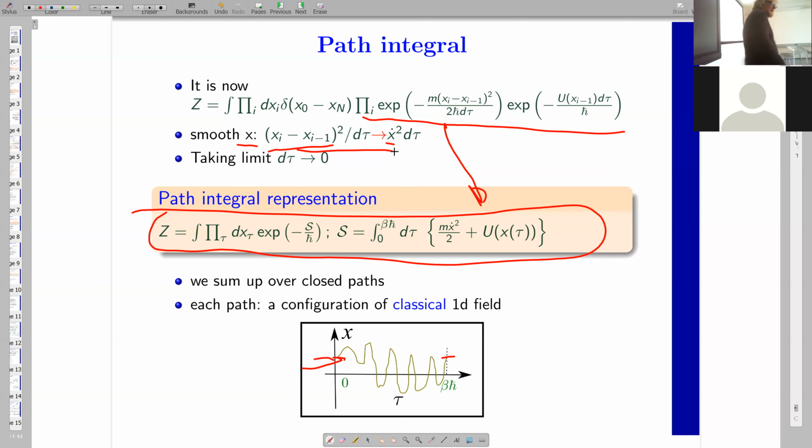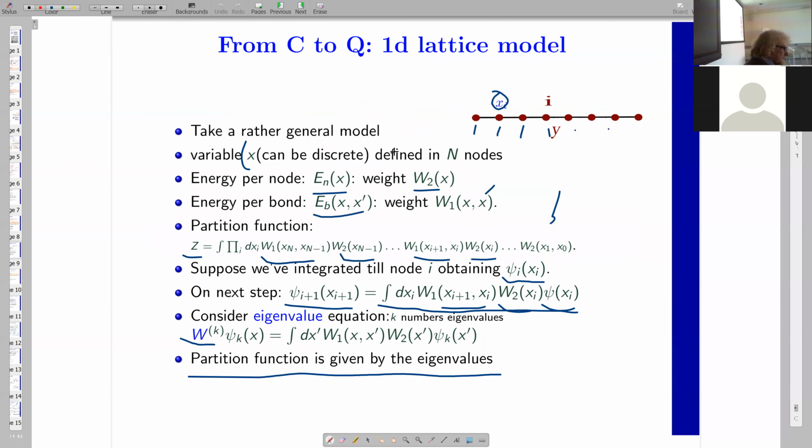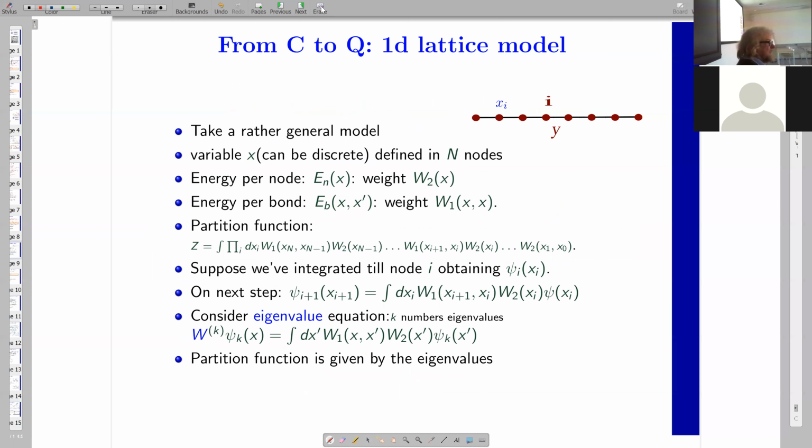Fine. Let me approach it from another side. Let us try to get this association, this analogy, from the opposite direction. So we start with a classical model. Let's take a one-dimensional lattice model.